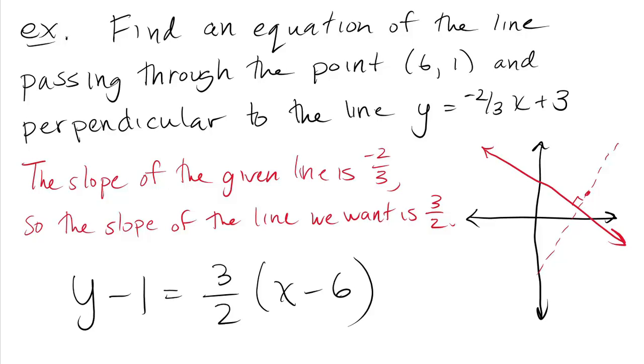I'm not doing an example of parallel lines in this video, but let me quickly explain. If our line had been parallel to the given line, then the slopes would have been the same. Rather than taking the opposite reciprocal, we would have just used the slope negative 2/3.